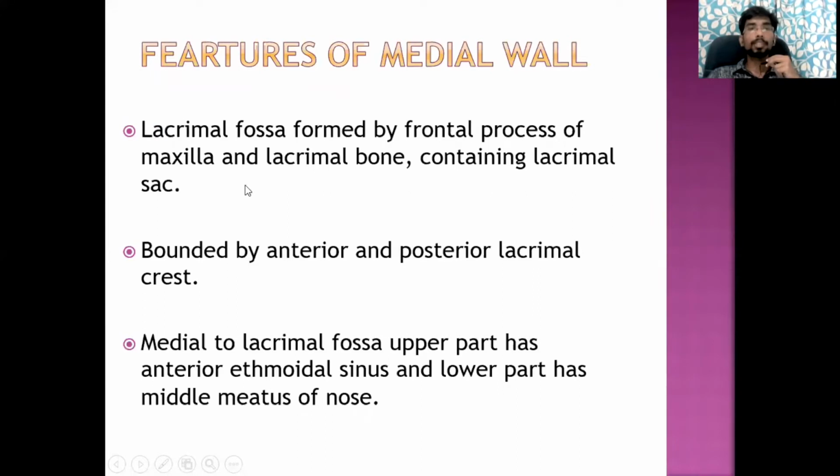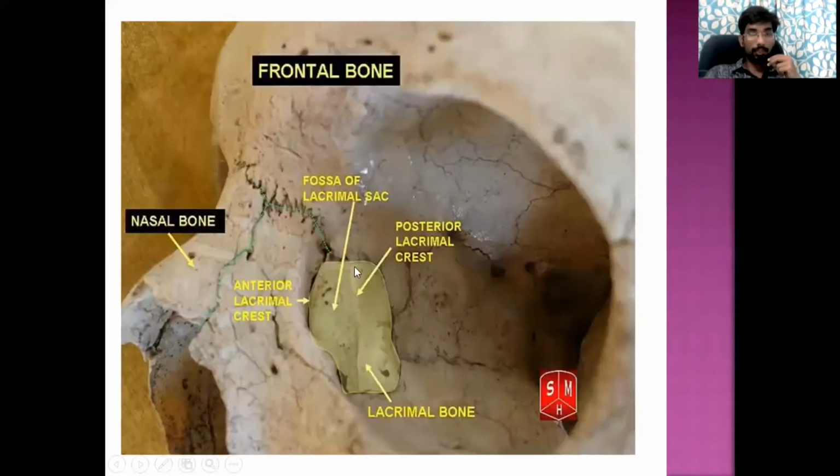So, features on the medial wall. Lacrimal fossa is formed by frontal process of maxilla and lacrimal bone, containing the lacrimal sac. It is bounded by anterior and posterior lacrimal crest. Medial to lacrimal fossa, the upper part has anterior ethmoidal sinus and the lower part has middle meatus of the nose.